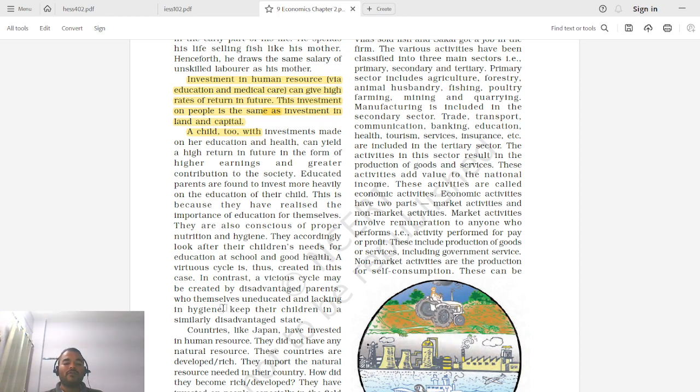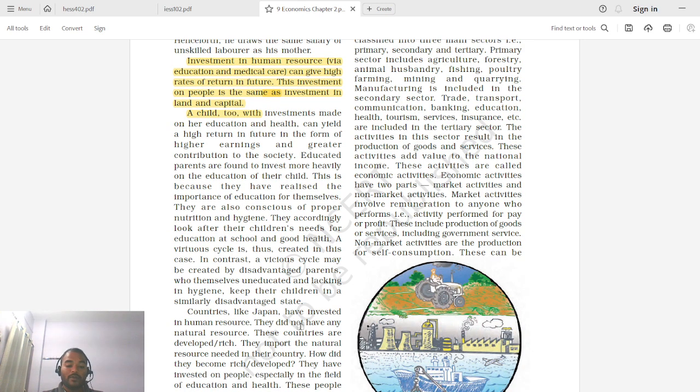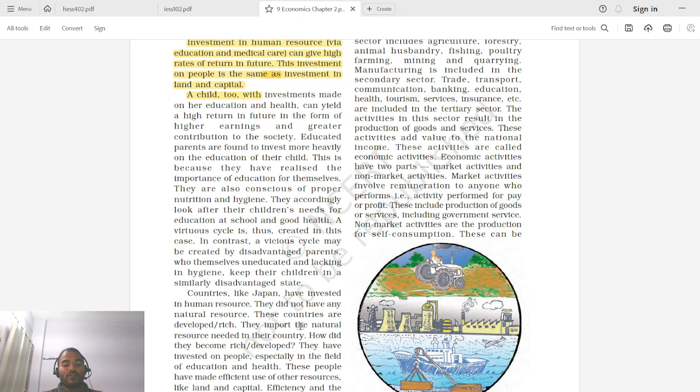So countries like Japan have invested in human resource. They did not have any natural resource. These countries are developed or rich. If you look at a country like Japan, you see that Japan is an island country. There are small islands. They don't have much of the natural resources. Yet they have trained their human resources to such a high extent that this country is now a developed country. If you see the Indian scenario, in India we are still a developing country. We are not yet a developed country. They import the natural resources needed in their country. How did they become rich or developed? They have invested on people, especially in the field of education and health.